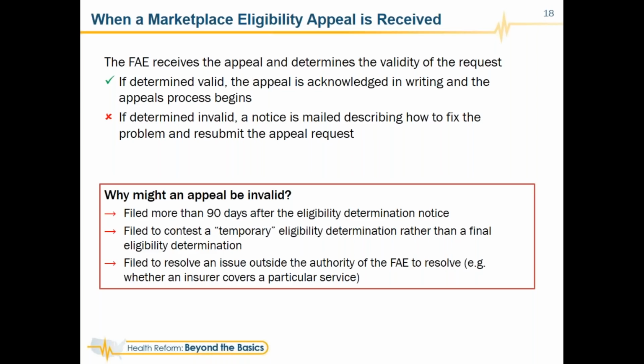Let's say the consumer appeals something about a denial of a service from the insurer. That's the kind of case where the appeals entity is going to say, actually, this appeal is invalid. You can't come to us. You're going to have to go through your insurer, and they're going to deny the appeals request. So again, there are a number of reasons why an appeal is determined invalid. It could be more than 90 days, it could be a temporary decision, or it could be one of these cases where the federal appeals entity does not have authority.